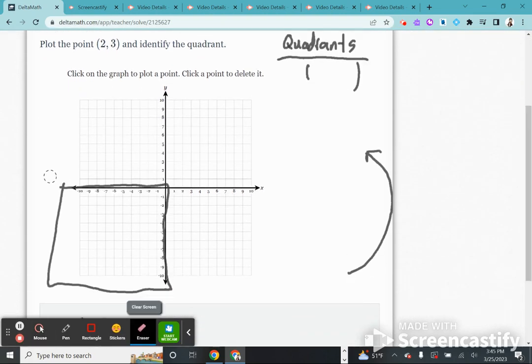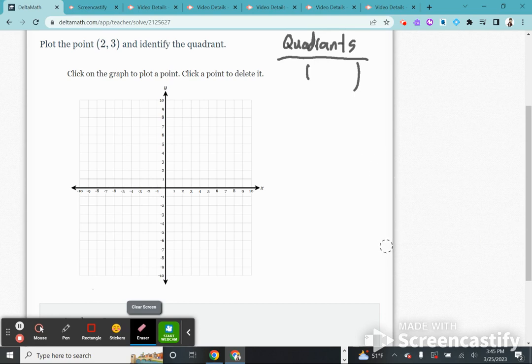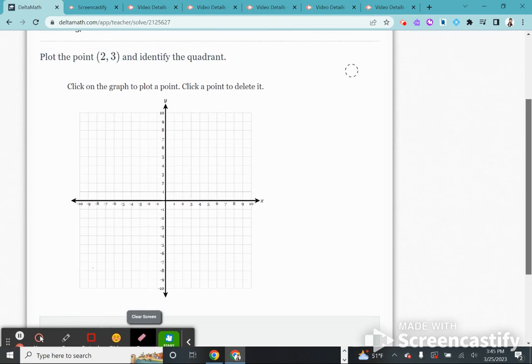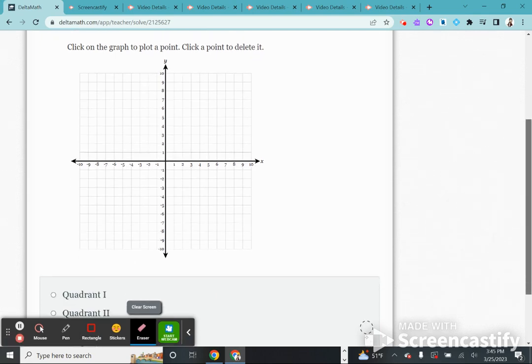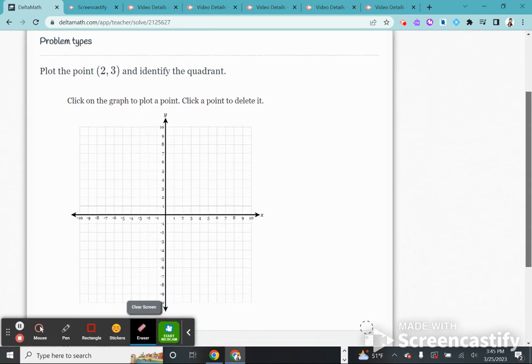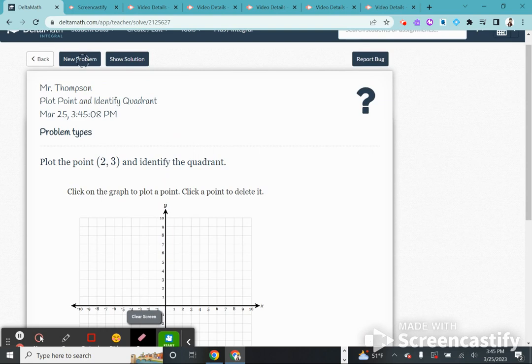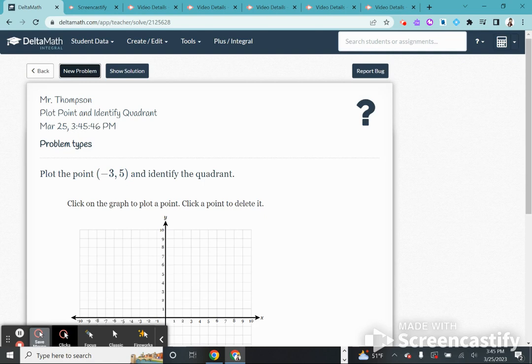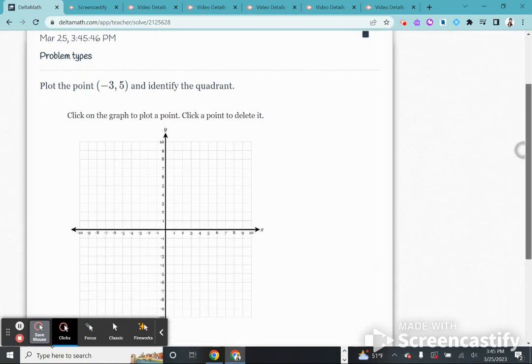So we can do one more. We're going to pick a different new problem because that's an easy one. I want us to think a little bit. Come on, Delta Math. All right, that's better.